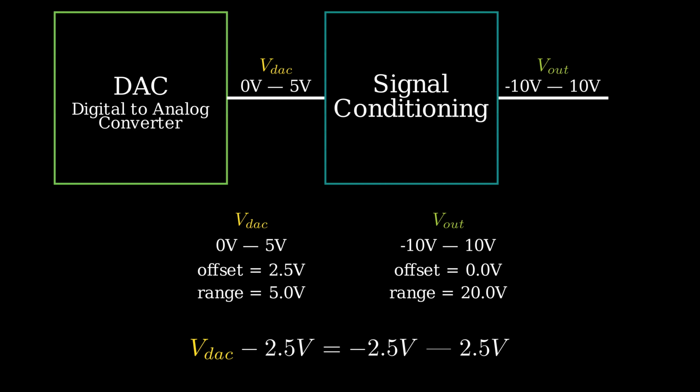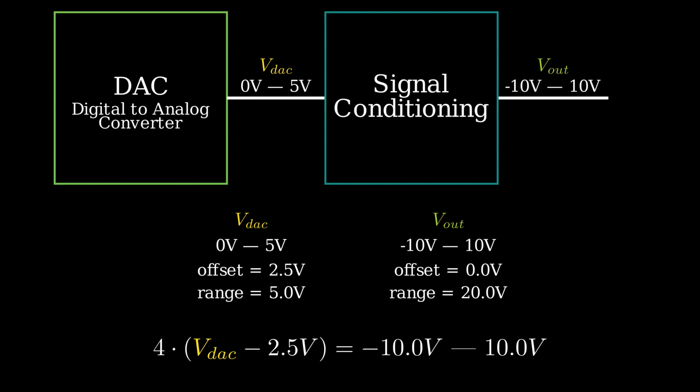The other difference in the voltage ranges is the total range. VDAC has a range of 5 volts, 0 to 5, while Vout has a range of 20 volts, -10 to 10. If we use a gain of 4, we can convert VDAC to have the same range as Vout. Combined with our offset adjustment of -2.5 volts, the gain of 4 maps VDAC to Vout.